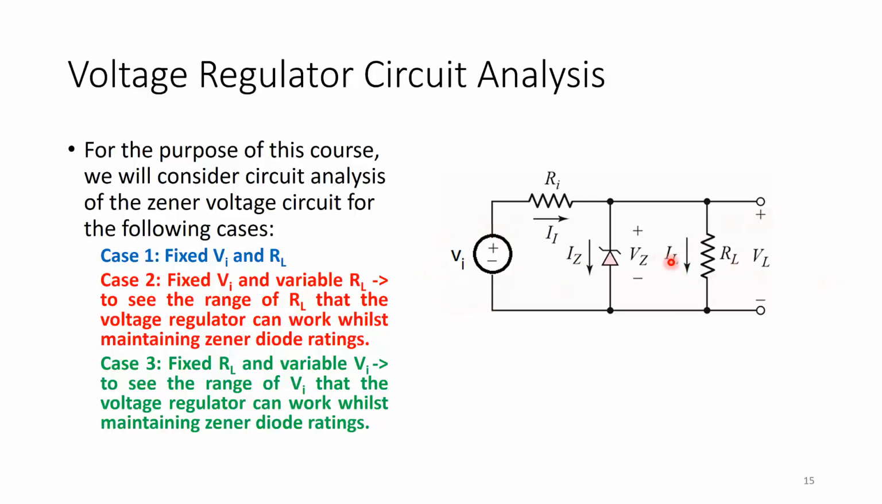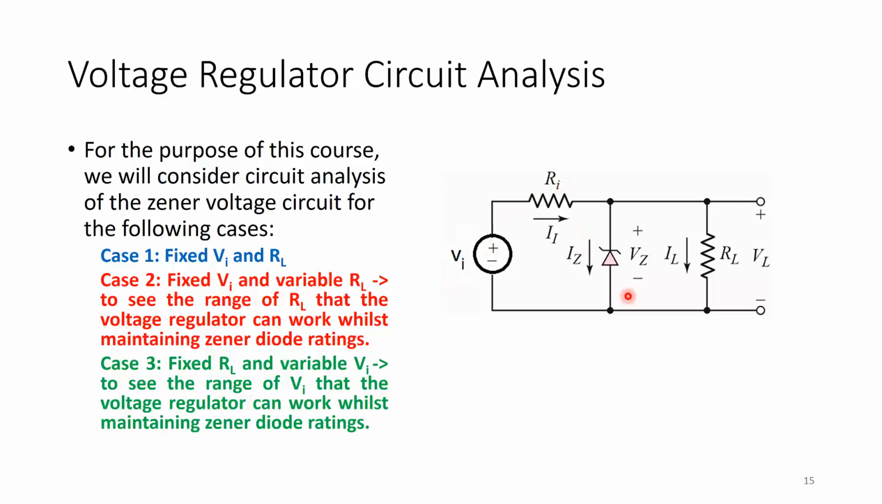The second case is that the voltage regulator is intended to tolerate a range of RL, and we want to find what that range is. In other words, we assume a fixed Vin and a variable RL, to see the range of RL over which the voltage regulator can work while maintaining Zener diode ratings. So what is RL minimum and what is RL maximum when we fix values for Vin, Rin, and Vz.